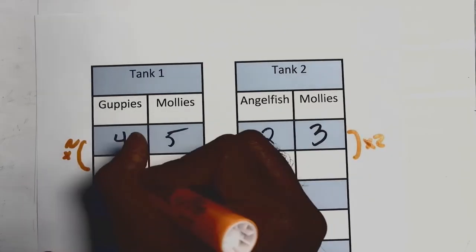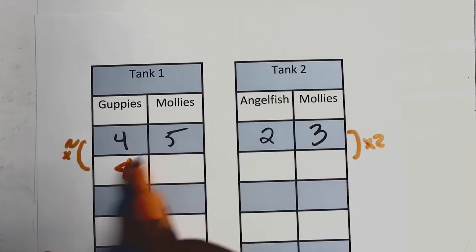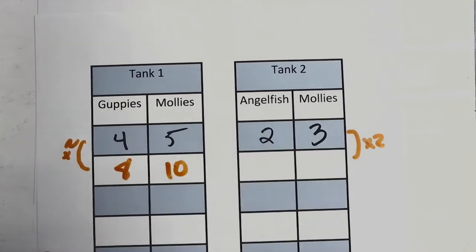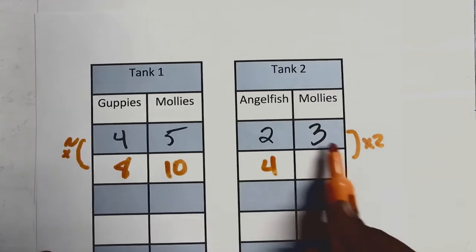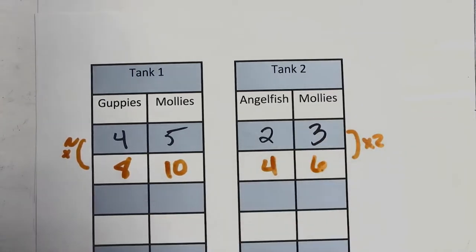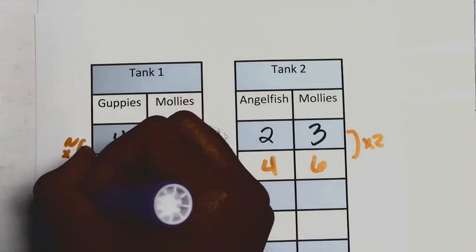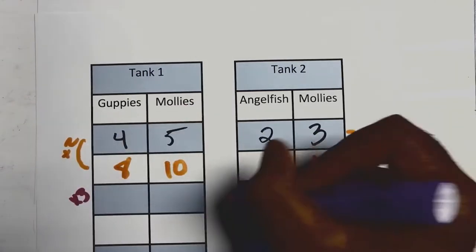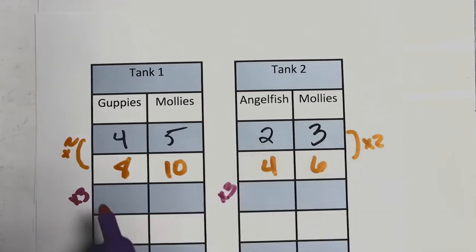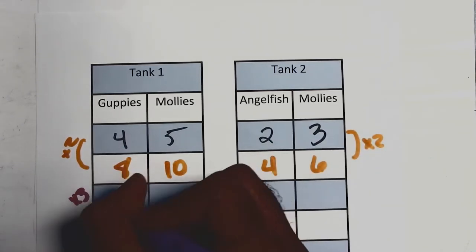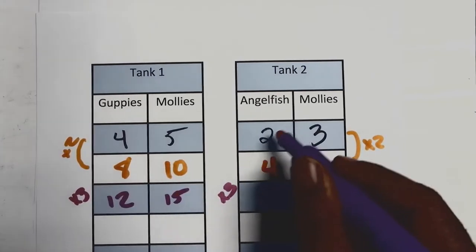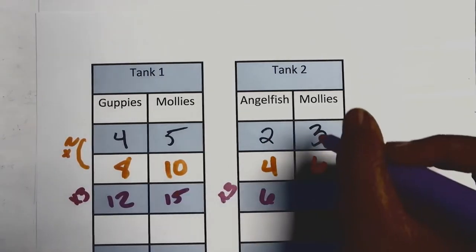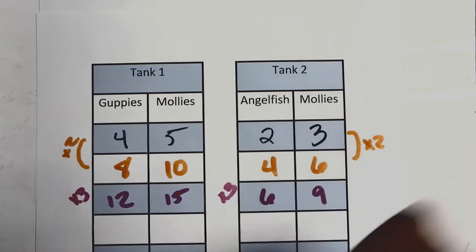4 times 2 is going to give me my 8. 5 times 2 is going to give me my 10. 2 times 2 is going to give me my 4. 3 times 2 is going to give me my 6. Now I'm going to multiply by 3. 4 times 3 is going to give me my 12. 5 times 3 is going to give me my 15. 2 times 3 is going to give me my 6. 3 times 3 is going to give me my 9.